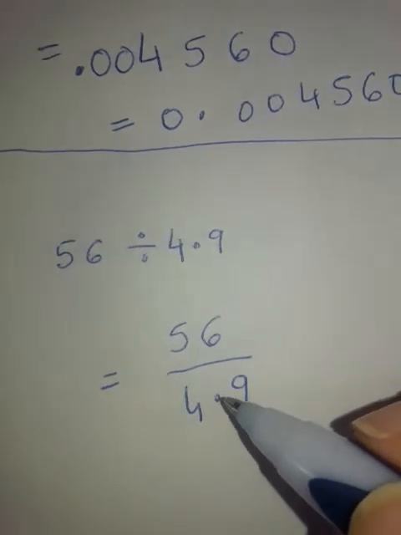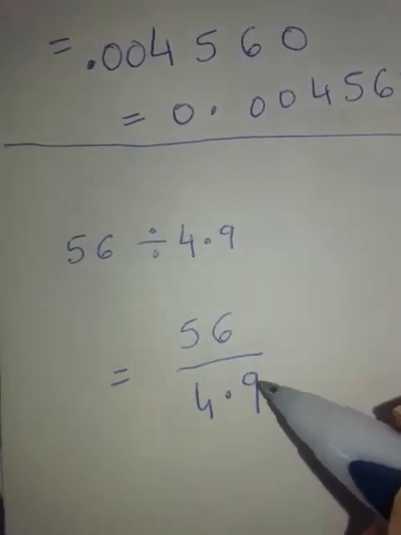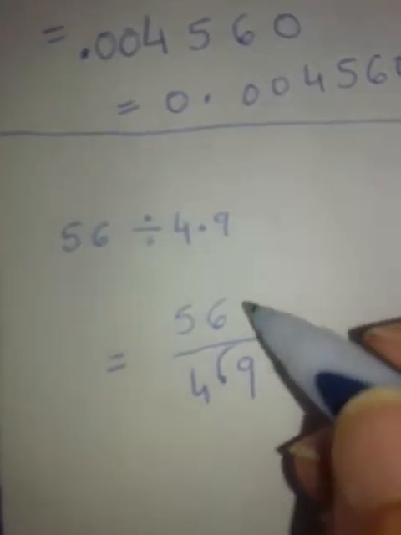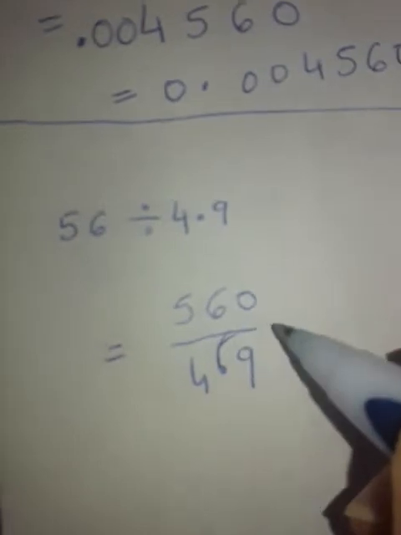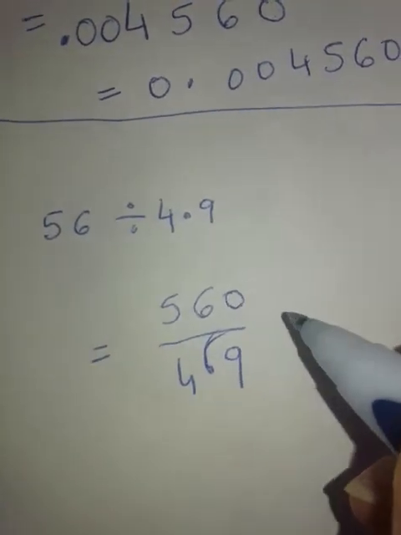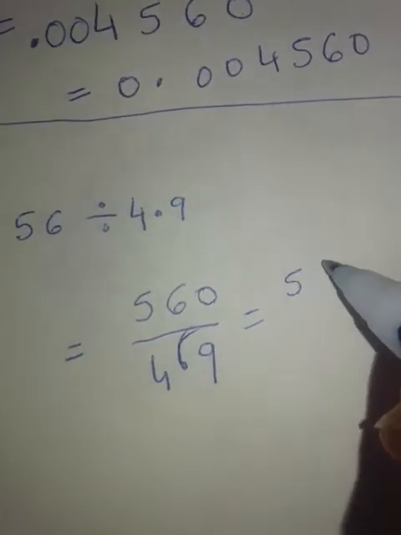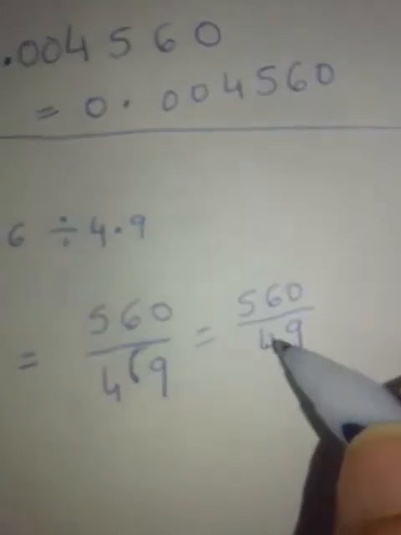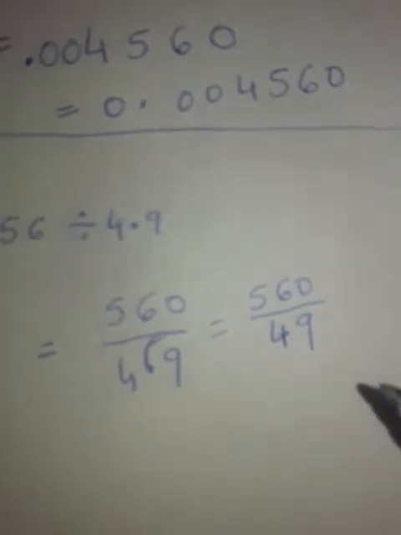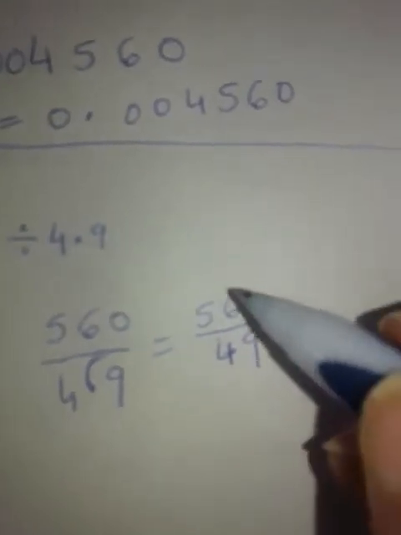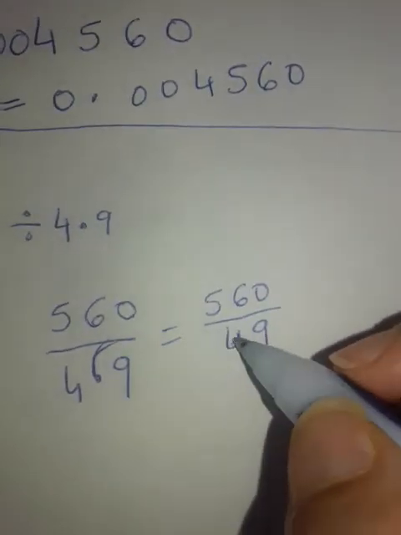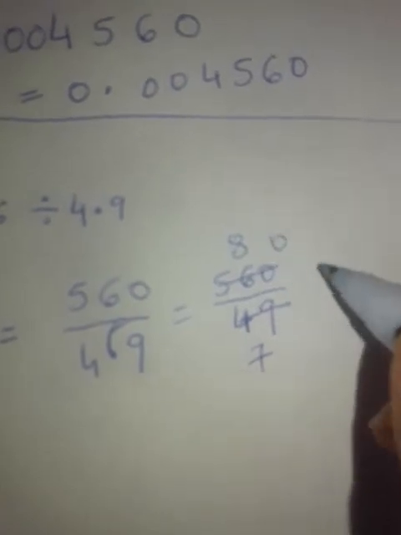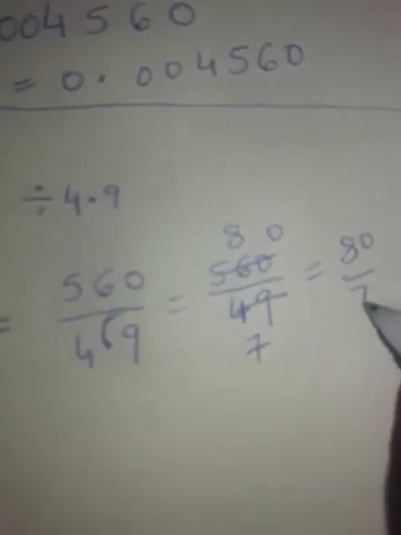So here, how many places after the decimal point? There is only 1. So if you remove this, then give 1 0 here. If you remove 1 decimal place, give 1 0. So this becomes 560 upon 49. Now carry out your usual procedure of making the fraction to lowest form. See, this is 7 7s are 49. This is 7 8s are 56. So this becomes 80 upon 7.